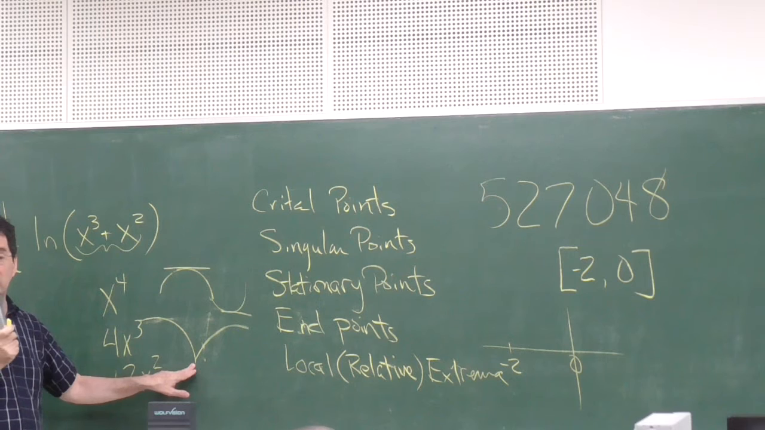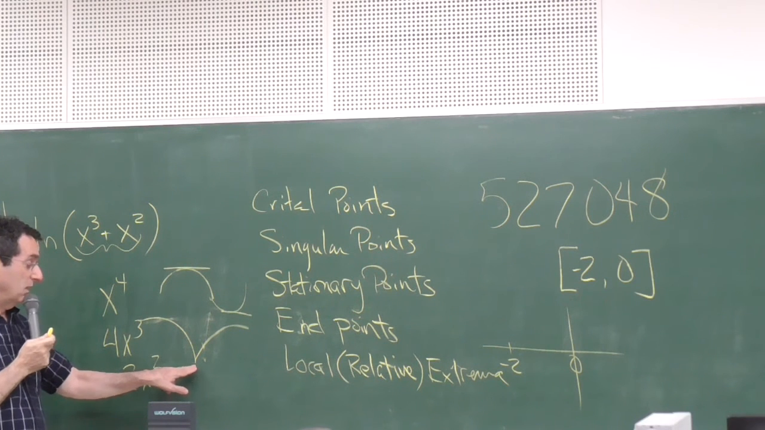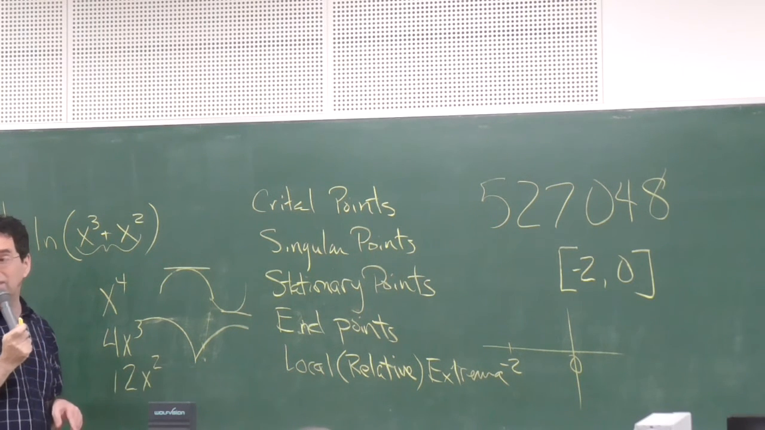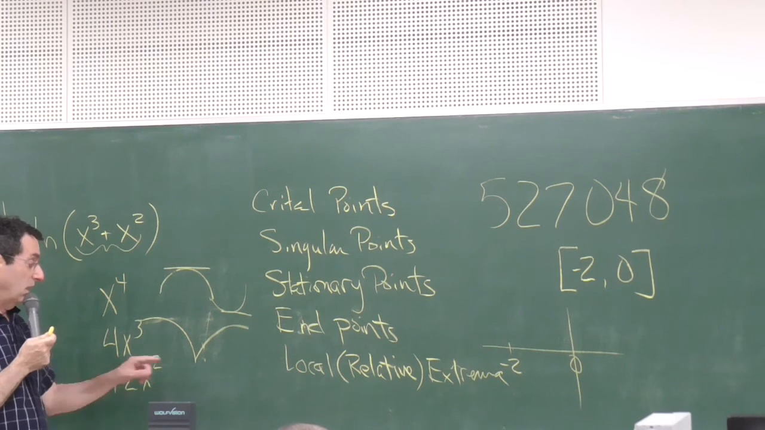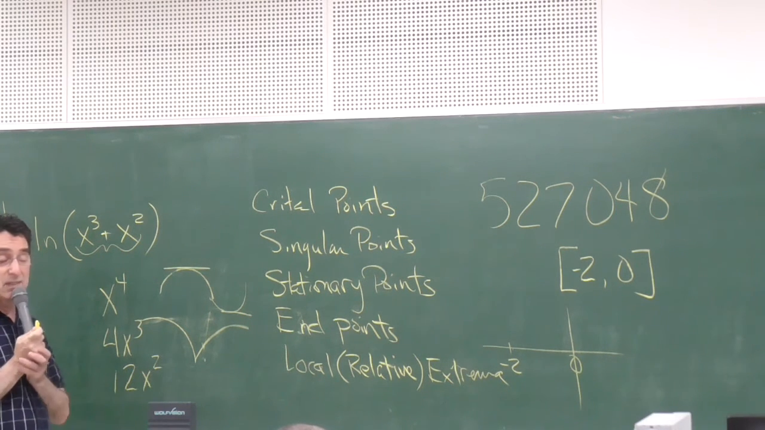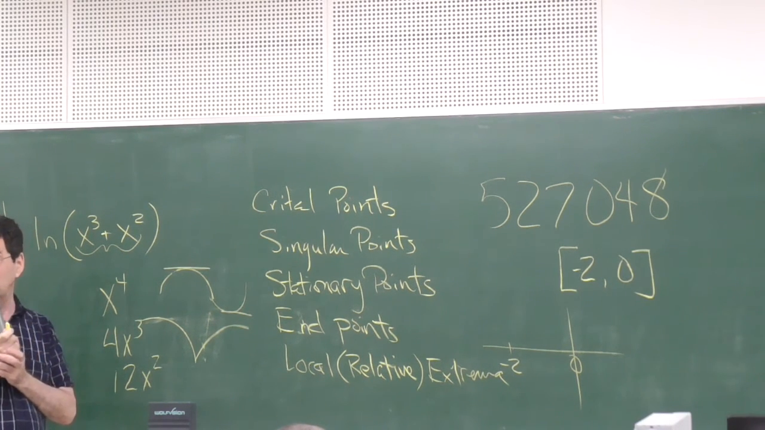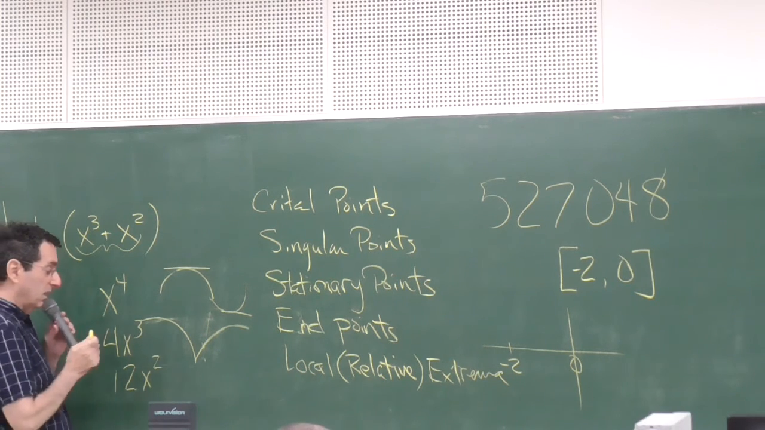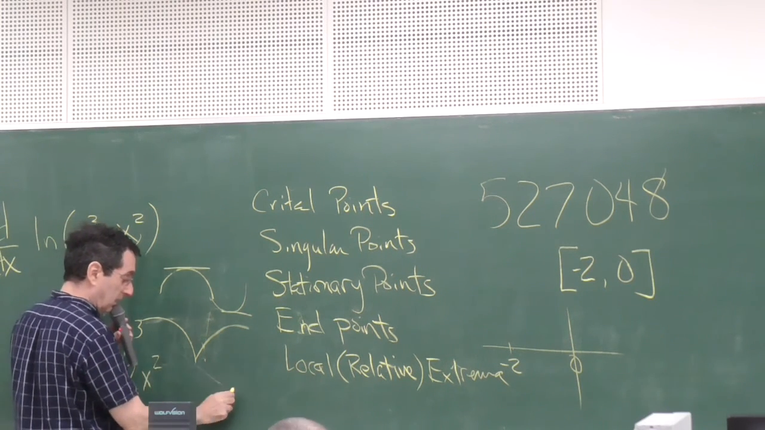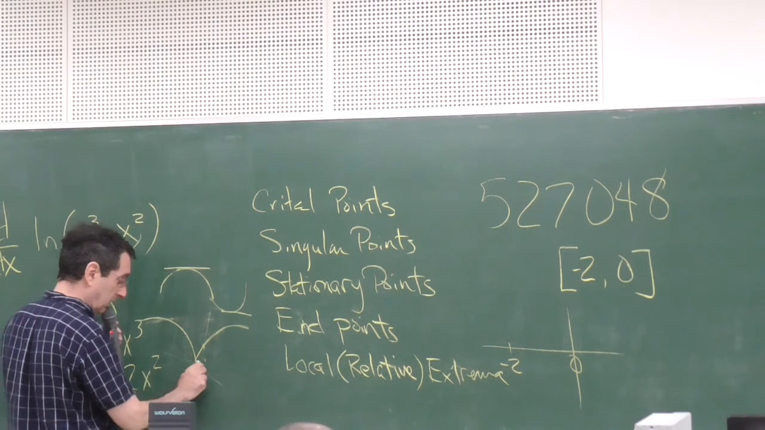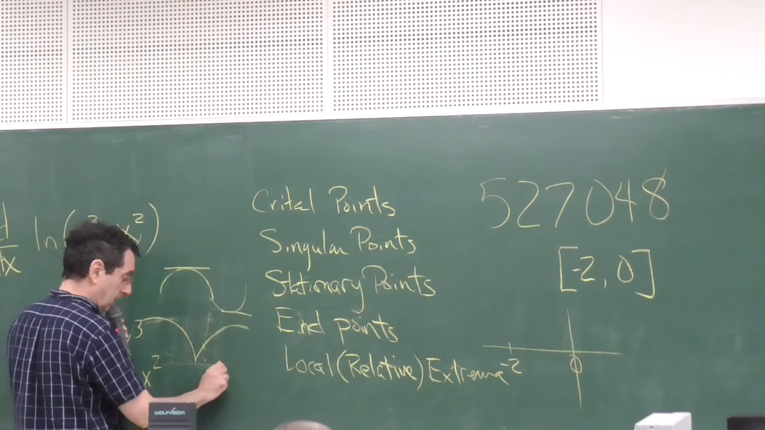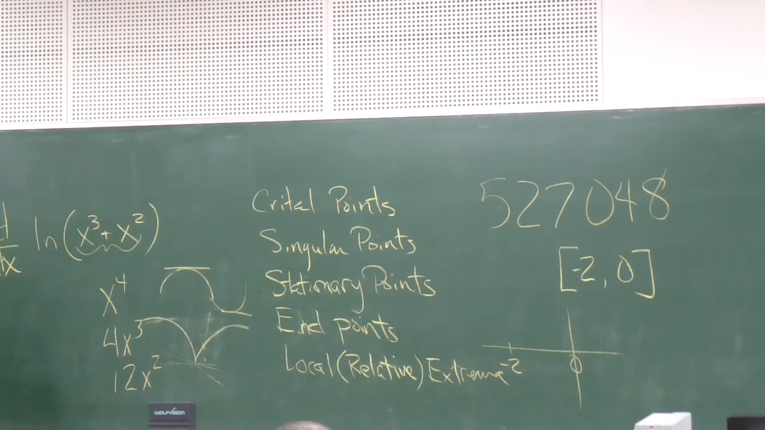Singular points, so these are stationary and this is singular. It's called singular because the derivative is not flat there. The derivative means the tangent line slope, but there is no single tangent line. We could say the tangent line looks like that. We could say it looks like that. There's no single tangent line, so we can't talk about the slope there.